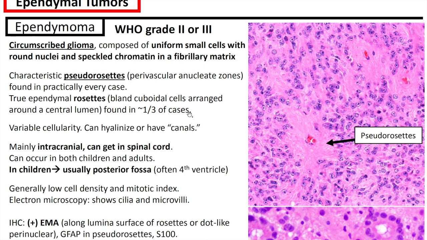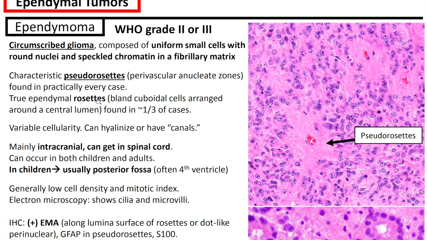All right, our next category is ependymal tumors. And first up, we've got ependymoma, which is WHO grade 2 or 3. This is a circumscribed glioma composed of uniform small cells with round nuclei and speckled chromatin in a fibrillary matrix. There are characteristically pseudorosettes, which is what we're seeing here, which are perivascular anucleate zones found in practically every case of ependymoma. You're going to see these pseudorosettes.